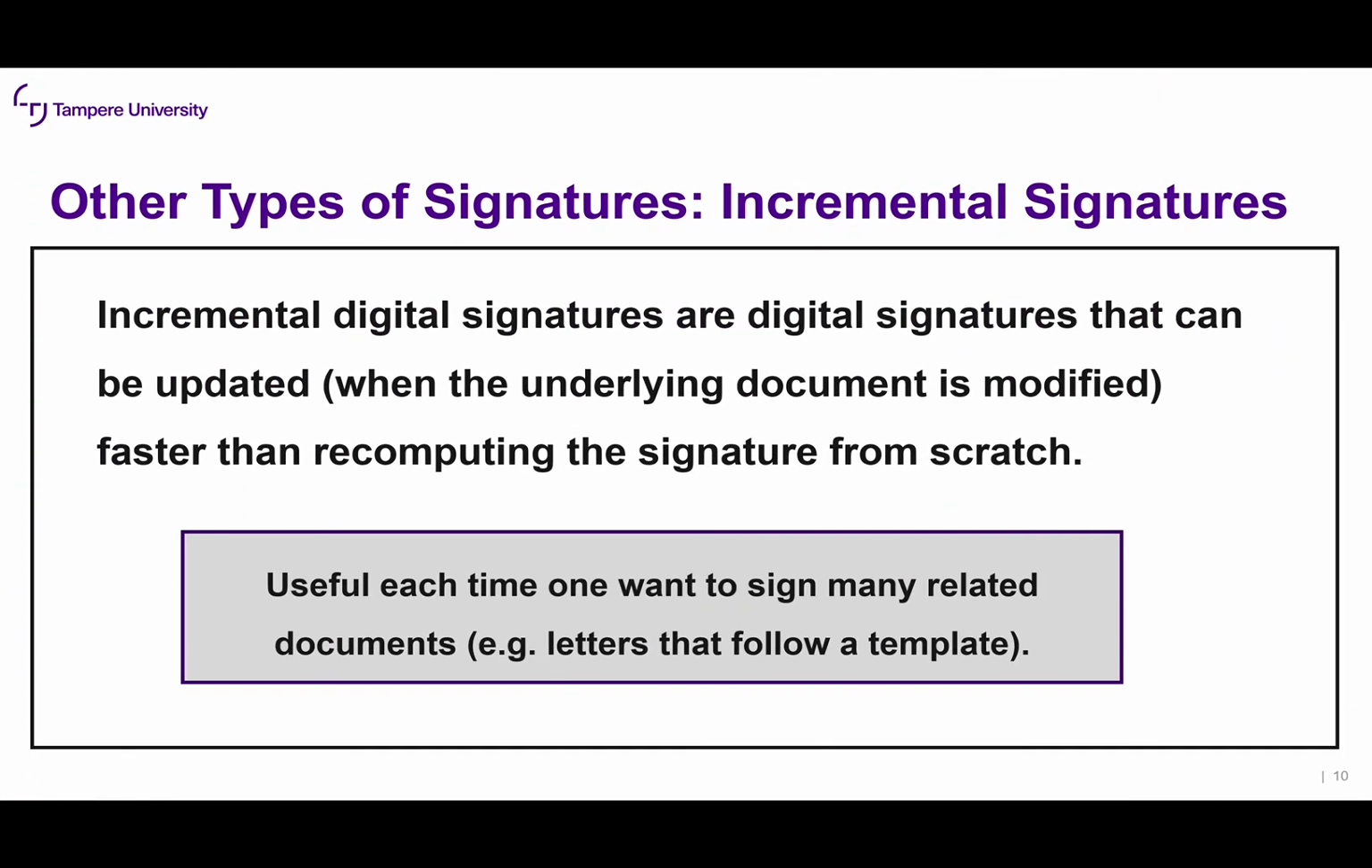And finally, we've got the incremental signatures. So incremental signatures are digital signatures that can be updated when the underlying document is modified, and this is faster than recomputing the signature from scratch. So incremental digital signatures are useful each time you want to sign many related documents, for example, letters that follow a template, or automatically maintain digital signatures of documents being written so that signatures are immediately available. Now, incremental signatures, however, also raise new security concerns. The signature might reveal information about the way a given document was written and possibly violate users' privacy.